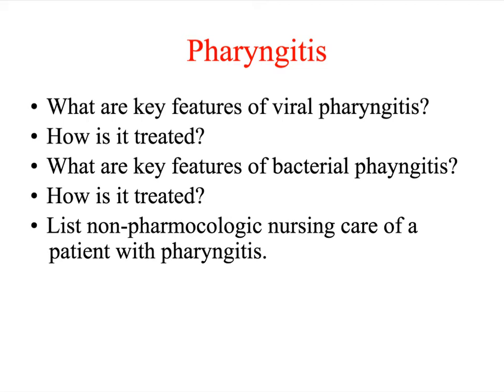Bacterial pharyngitis will present more with an abrupt onset. Sometimes bacterial pharyngitis will also present with a rash, so that can kind of help differentiate the two. Bacterial pharyngitis must be treated with an antibiotic, and sometimes they'll do a rapid strep test, which means they'll swab the back of the throat and identify whether it's strep or not. If it's identified as a viral infection, no antibiotics are required.